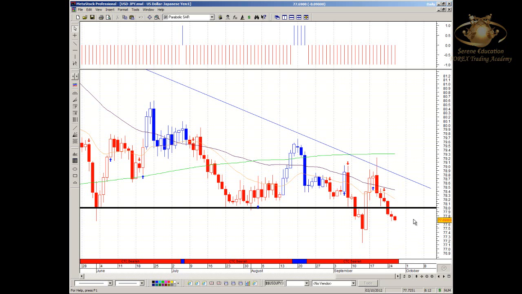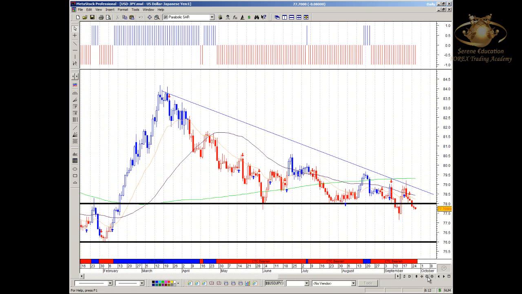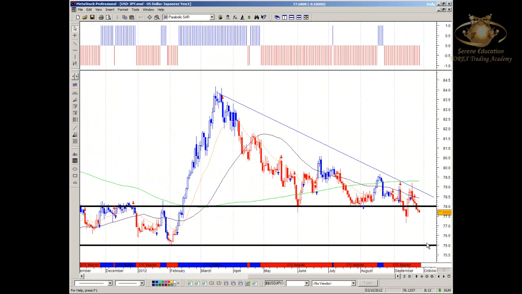So as long as it maintains below 78, ultimately our long-term target should be the 7600 mark. Could see consolidation in between all this, but as long as it maintains below 78, then we should see the negative long-term still targeting 76.